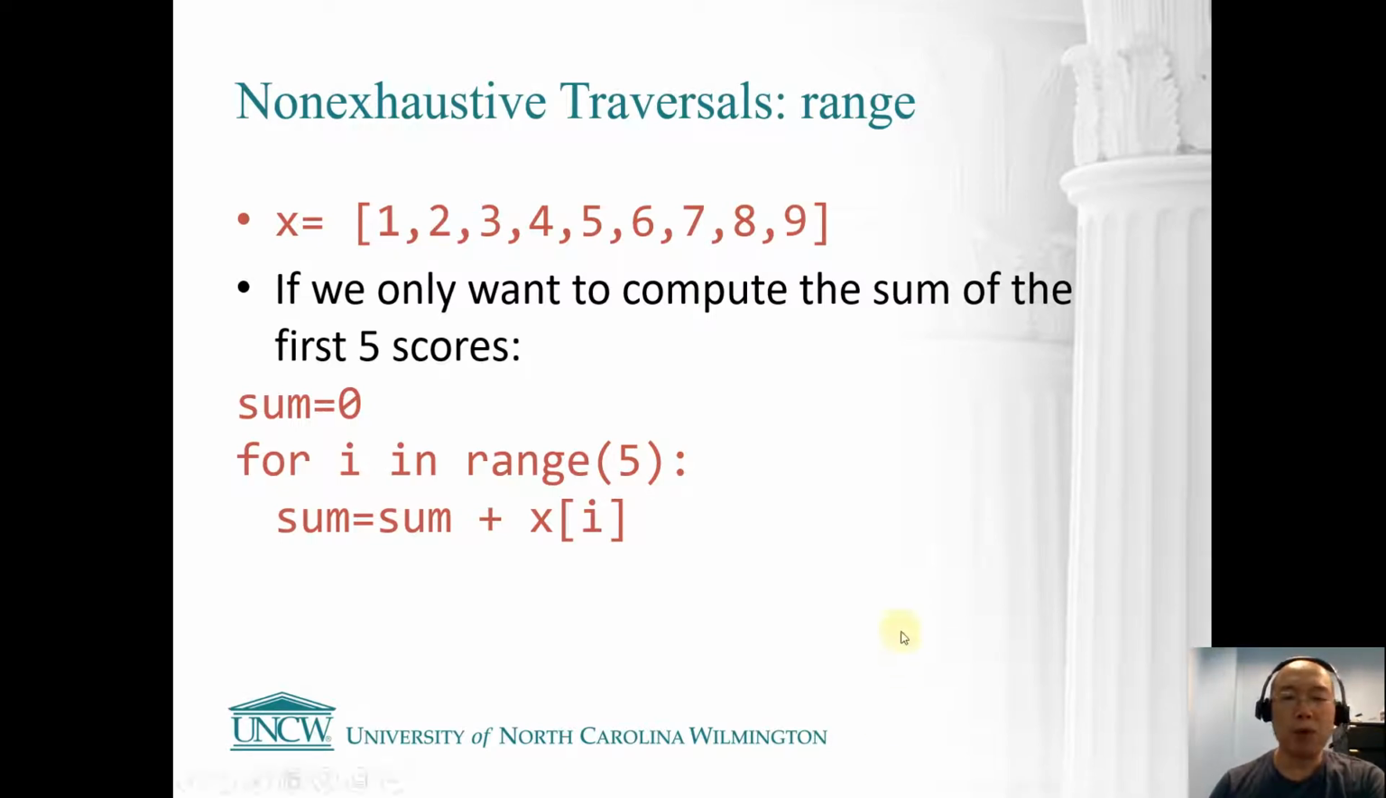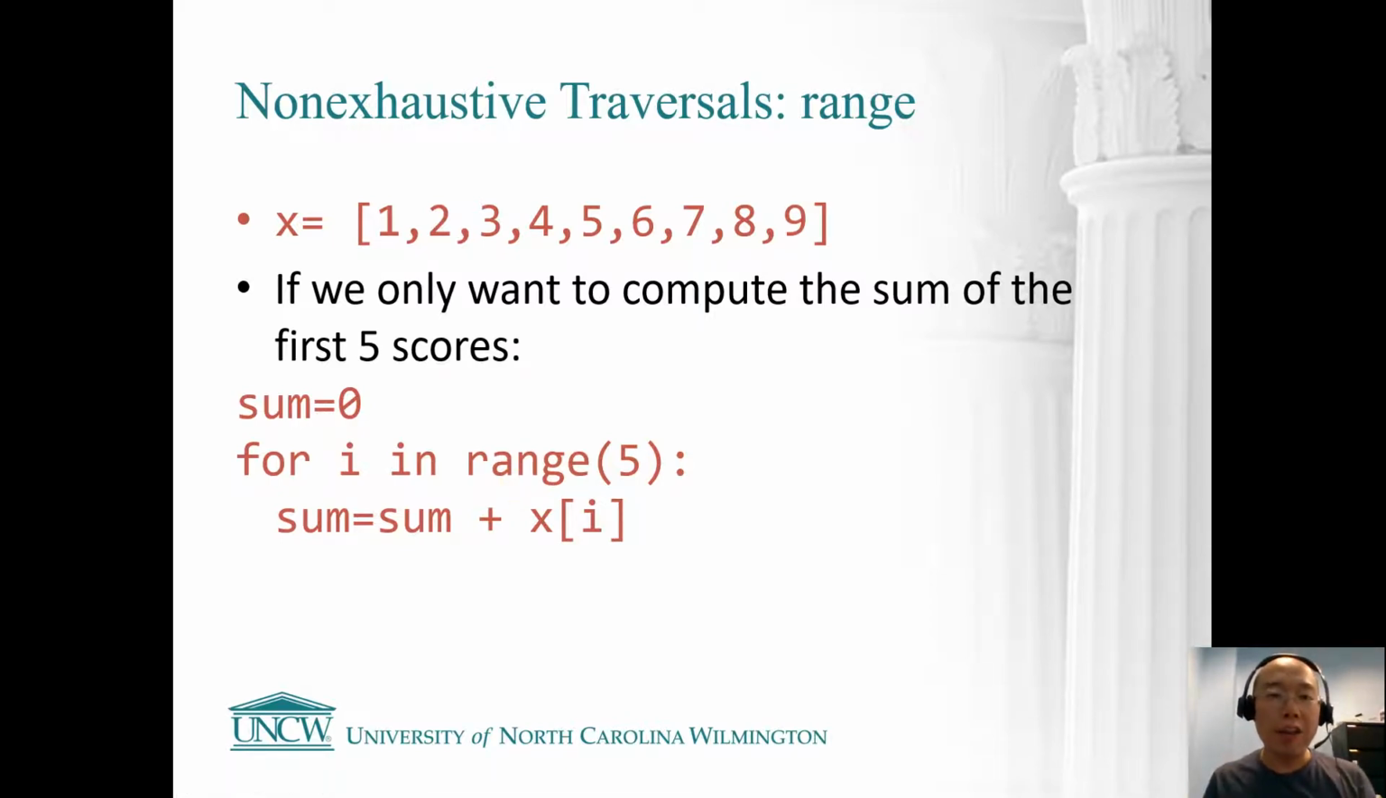So for example, if we only want to get the sum of the first 5 values in the list, how do we do that? There are 9 values in the list. However, I only care about the sum of the first 5 values. How can I do that? Then we can use a definite iteration because we want the iteration to run for 5 times, right? So for i in range of 5, what do we have? We have 0 to 4: 0, 1, 2, 3, 4.